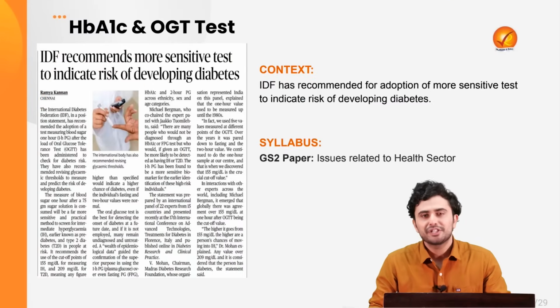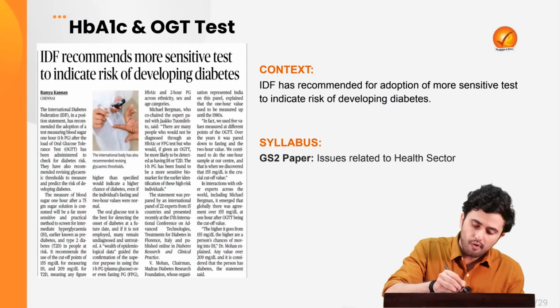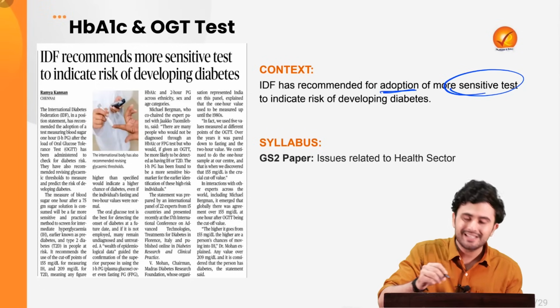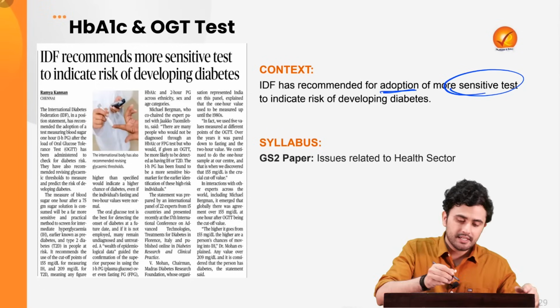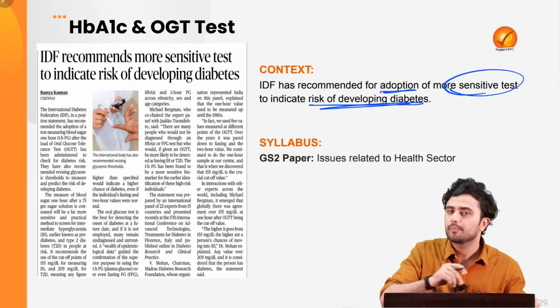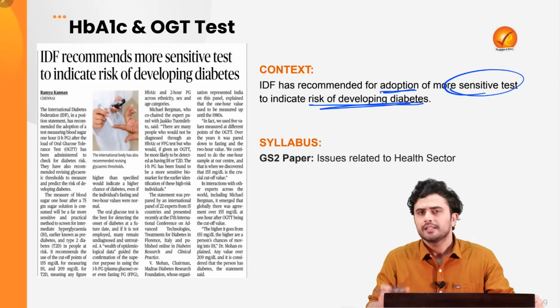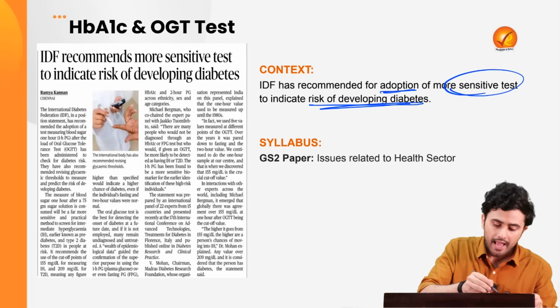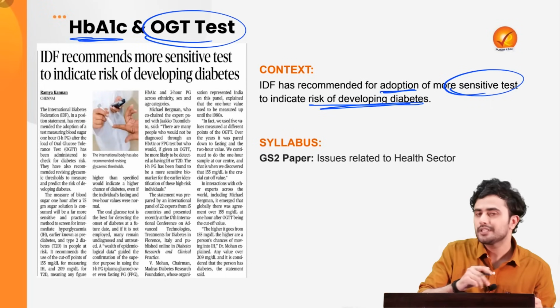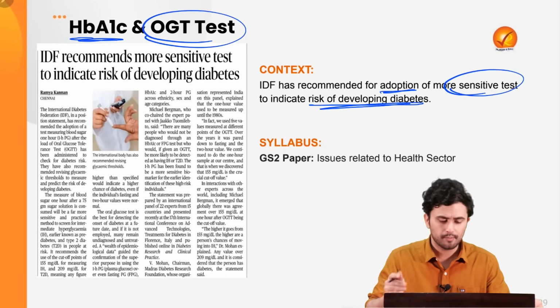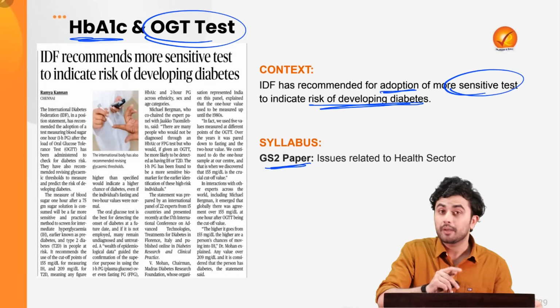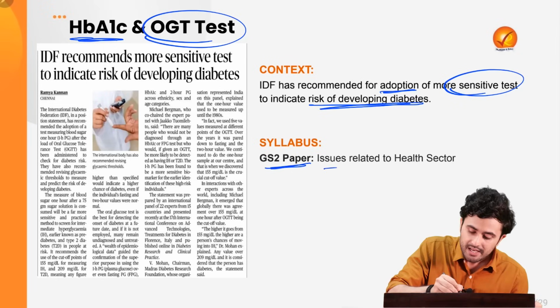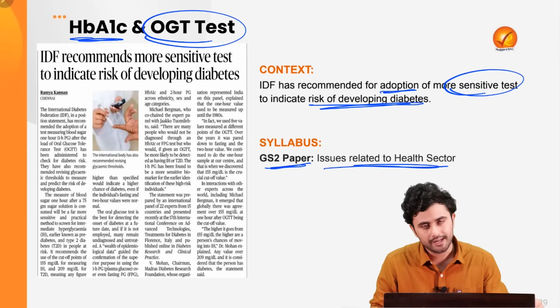The Indian Diabetes Federation has recommended the adoption of more sensitive tests to indicate the risk of developing diabetes. This issue of diabetes and associated tests such as HbA1C and OGT test forms an important component of your GS2 paper under the theme of issues related to the health sector.